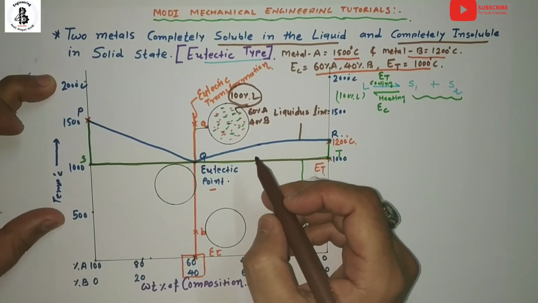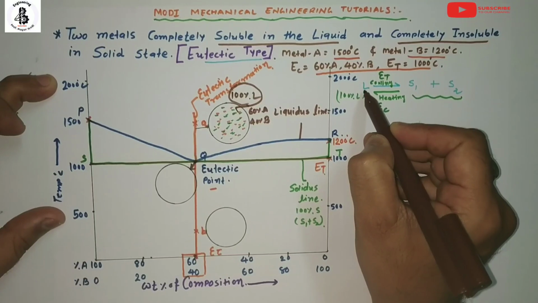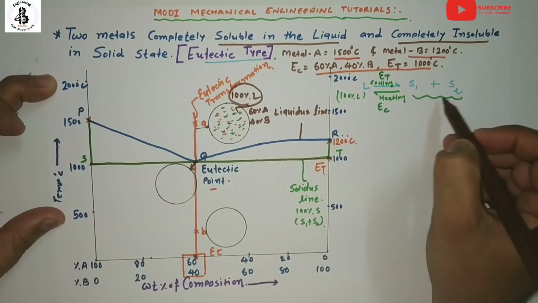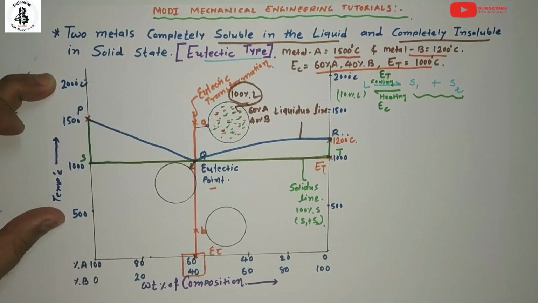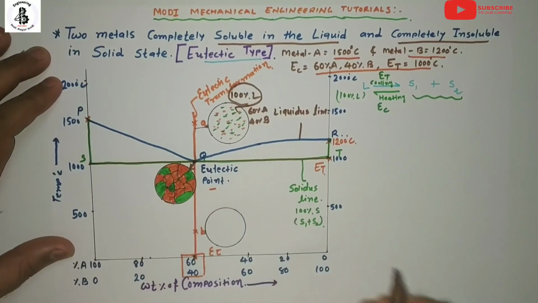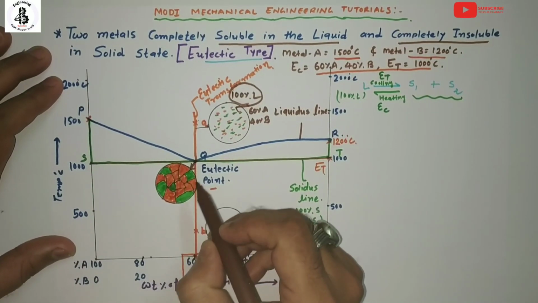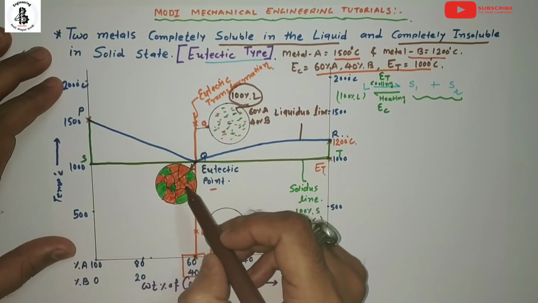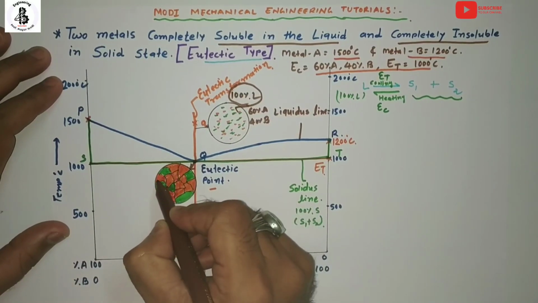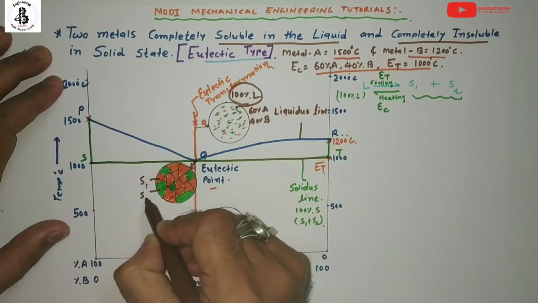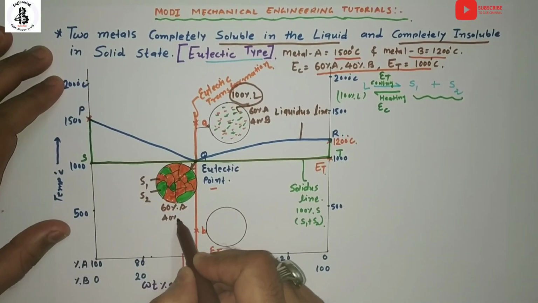Now I would like to make a microstructural view for the point Q. According to the eutectic transformation line, our liquid phase will be transforming into two different solids at the eutectic temperature and eutectic composition. So it makes 100% solid. At point Q, which is the eutectic point, all the 100% of the liquid converts into 100% of the solid, but it forms two different solids. This orange color is S1, and green is S2, with the composition of 60% A and 40% B.